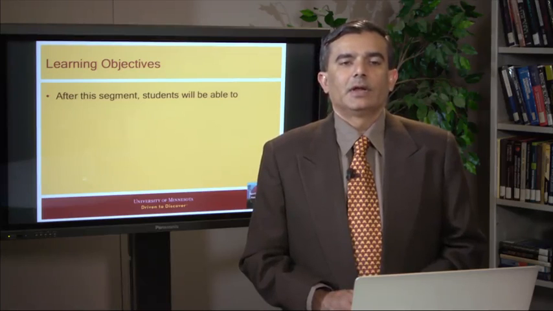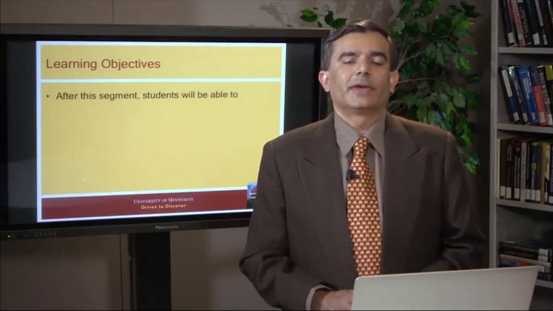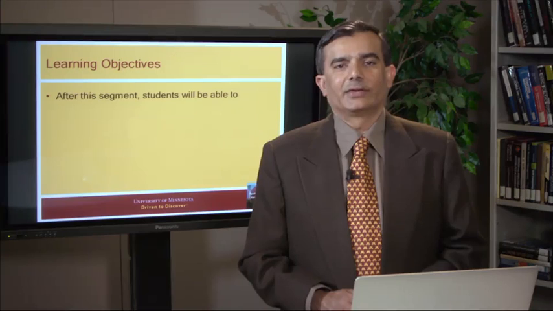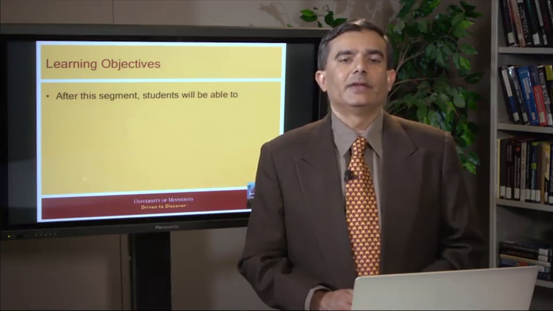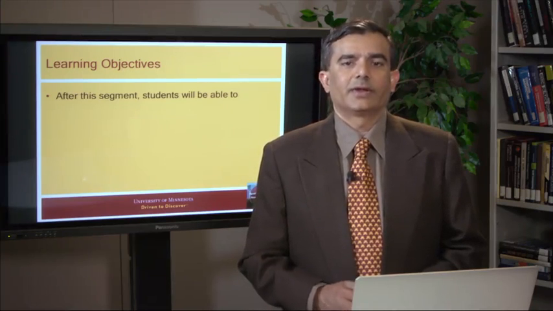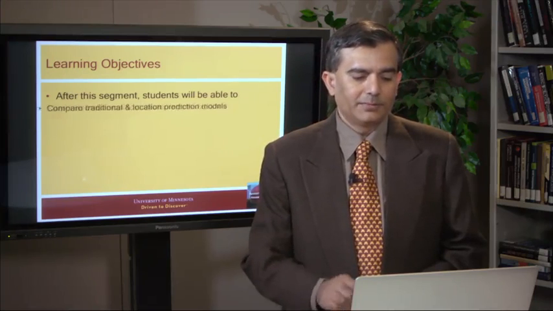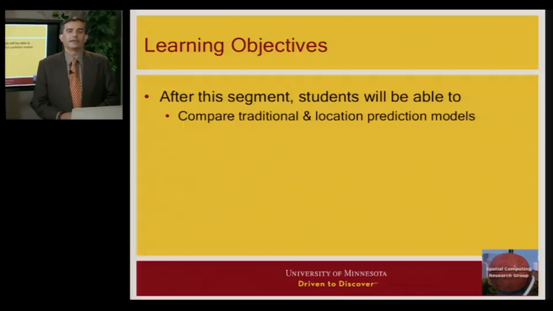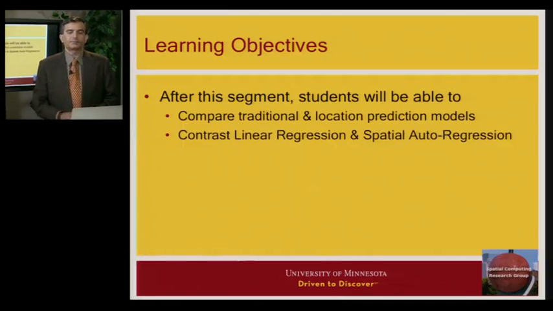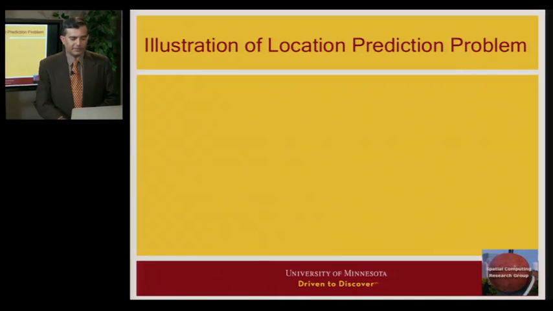Okay? In this video, we are going to look at the impact of spatial autocorrelation on one pattern family, namely location prediction. At the end of this video, we want to very clearly distinguish the classical prediction problem and location prediction problem. And second, we want to see how this autocorrelation impacts basic prediction models such as regression. All right, so without further ado, let's recall the location prediction problem.